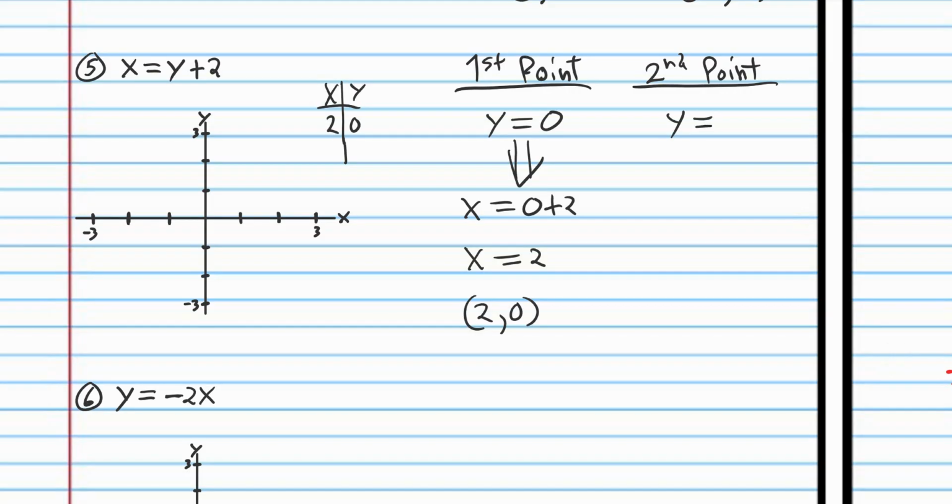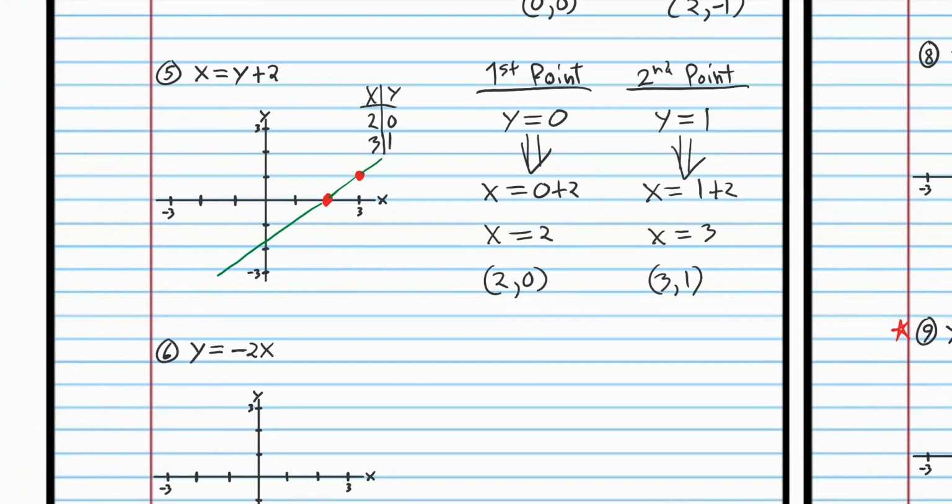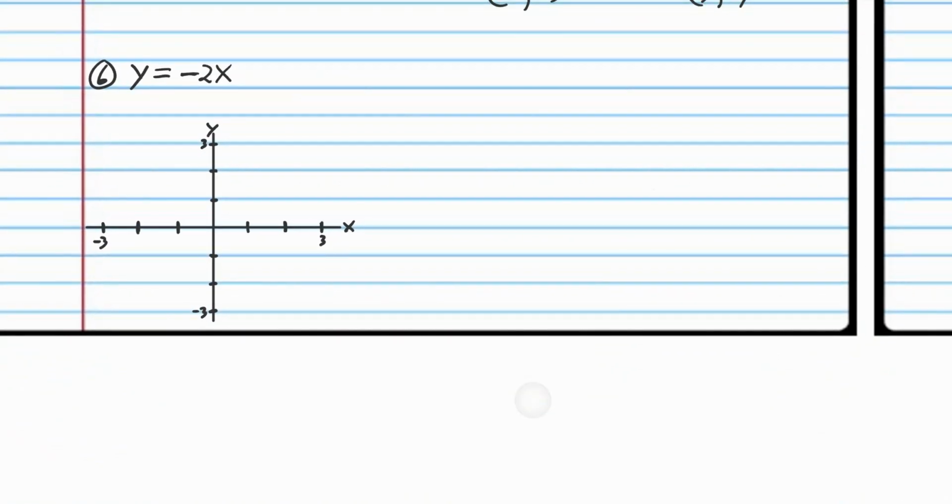And I'm going to choose y is equal to 1. So if y is equal to 1, then x is equal to 3, based on our equation over here. And the point is 3, 1. So 2, 0, 3, 1, and connect the dots. So if you got that graph, good job. All right, try number 6, and when you come back, we'll do it together.